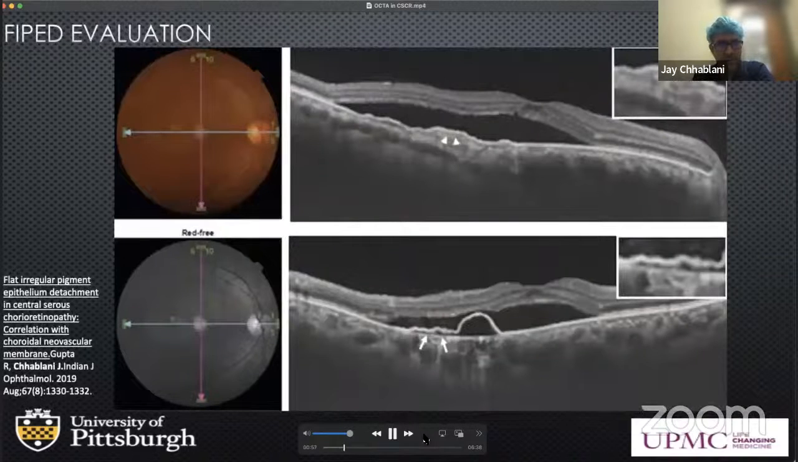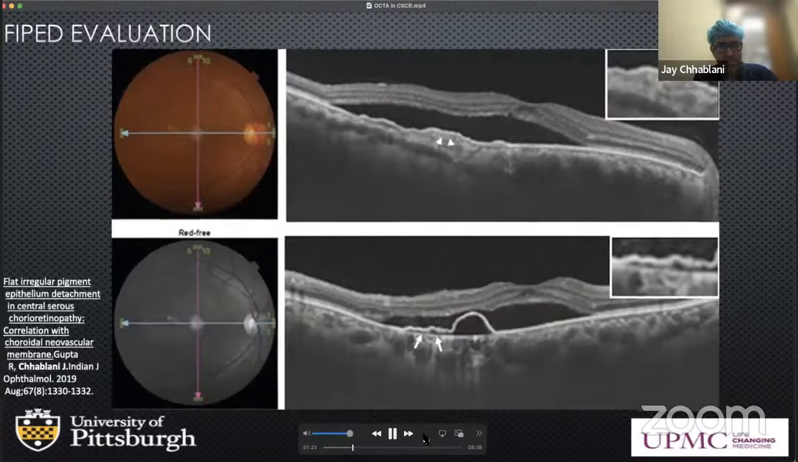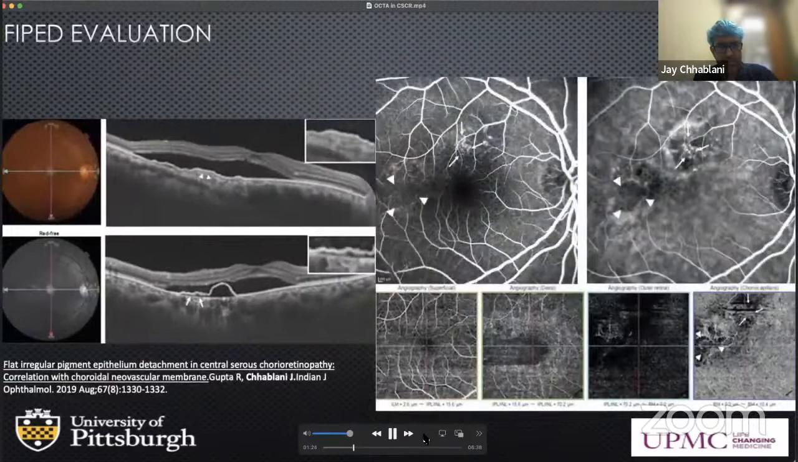The next utility of OCT angio in CSCR is FIPED evaluation. We all have learned that there could be a flat irregular pigment epithelial detachment, which could be hyperreflective as shown on the top picture, and hyporeflective as shown on the bottom vertical scan. This is the vertical and horizontal scan of the same eye, and I will show you this eye where we were able to see a different kind of CNV formation in the hyperreflective FIPED.